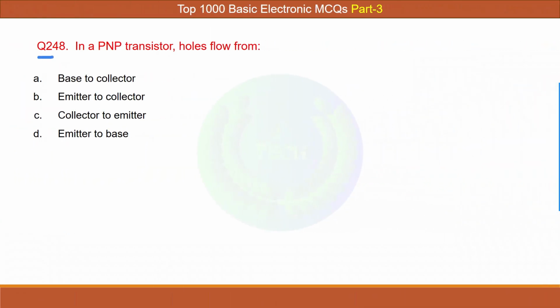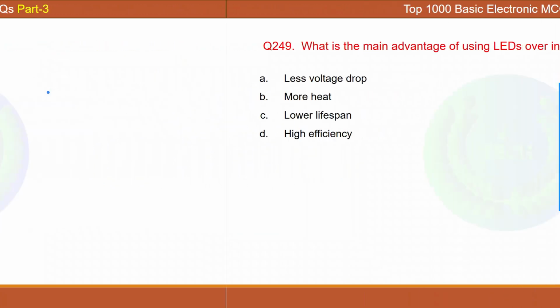Question number 248. In a PNP transistor, holes flow from option A, base to collector, option B, emitter to collector, option C, collector to emitter, option D, emitter to base. The answer is option B, emitter to collector.